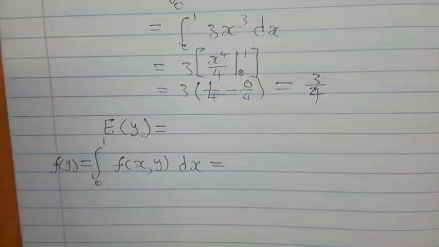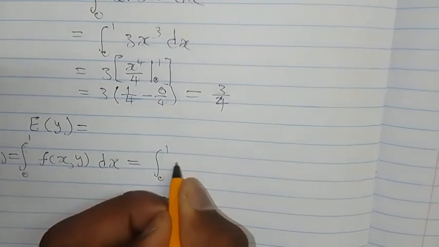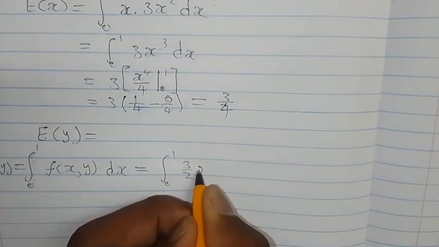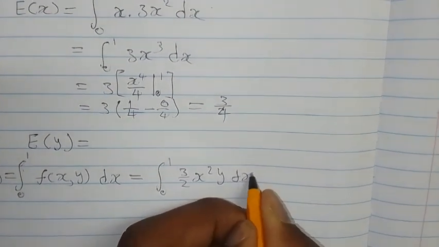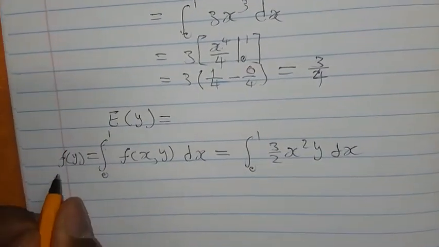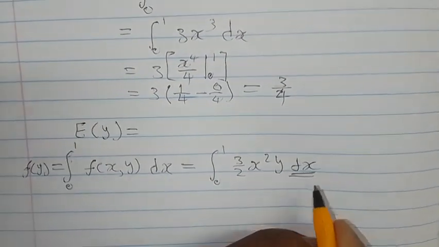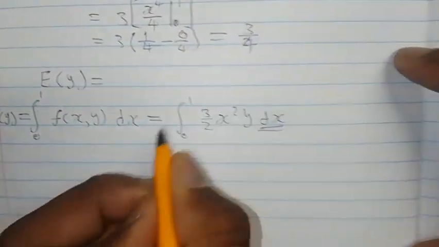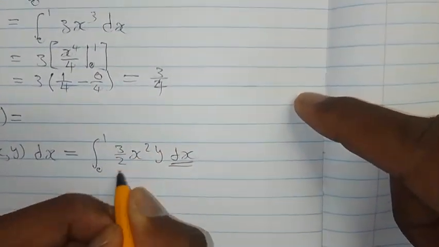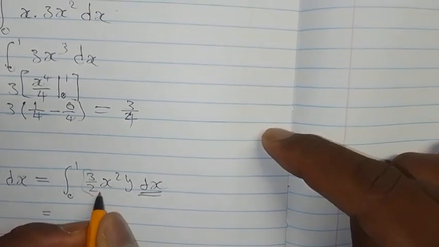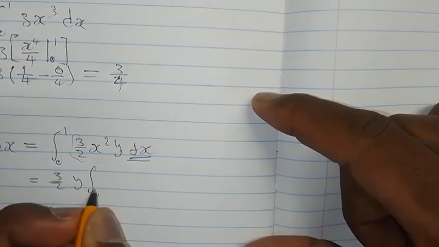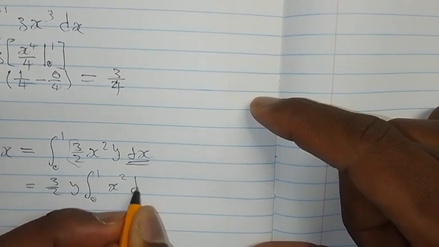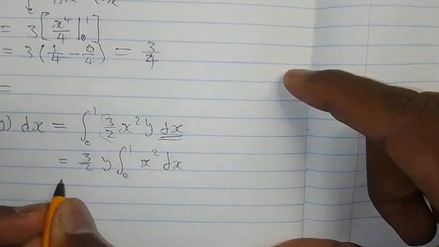So we're going to find the marginal density of y. This is our joint density, 3 over 2 x squared y. Since we're looking for the marginal density of y, we're just going to integrate through all possible values of x. So now we can take the constant outside. The constant this time is just going to be 3 over 2 times y. So we can take 3 over 2y outside the integral. Then we remain with x squared dx. And then we just integrate that.